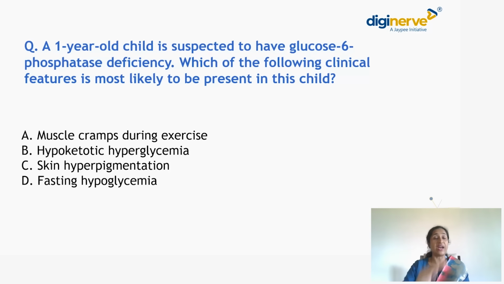Now, keeping all that, let's look at the options. Will this child have muscle cramps during exercise? Now remember, this child normally finds it very difficult to produce glucose from glycogen itself. Forget about exercise. Even after a period of fasting, where the glycogen store should be used, the child is having a problem and is unable to produce glucose. So muscle cramps during exercise is not an answer here. In fact, glucose 6-phosphatase children don't have muscle cramps. They find it difficult to exercise itself.